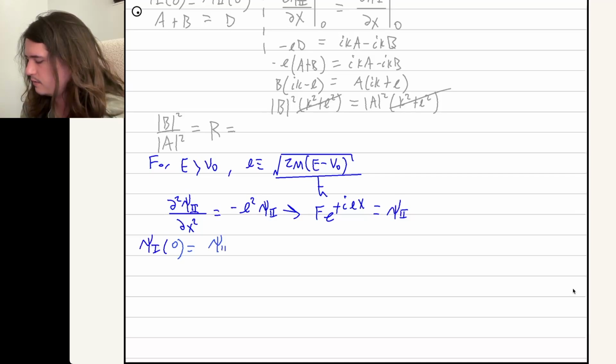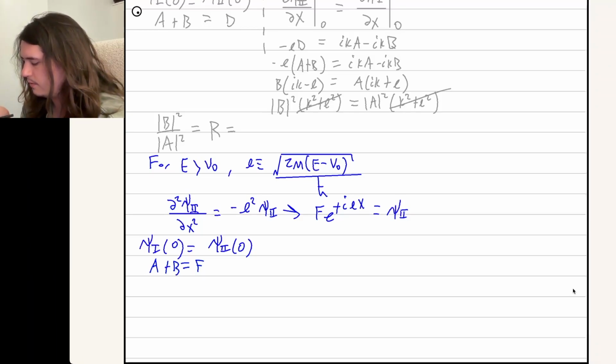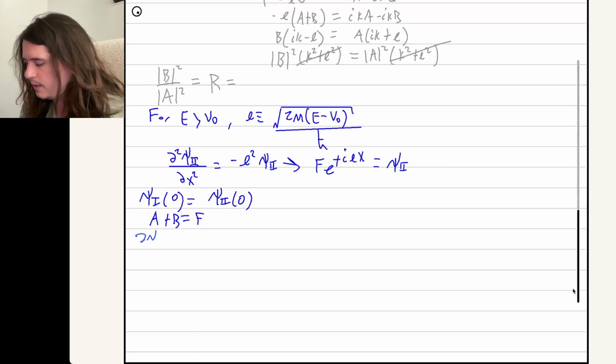So psi 2 at 0. So we have A plus B equals F. Pretty cool boundary condition there. Then we have that the wave function is smoothly varying at the boundary.